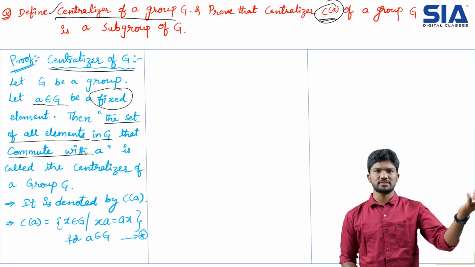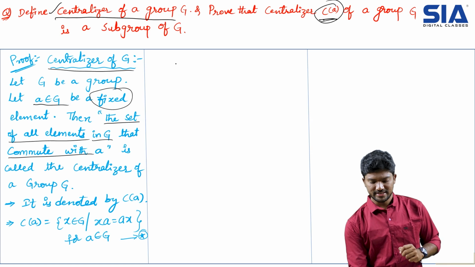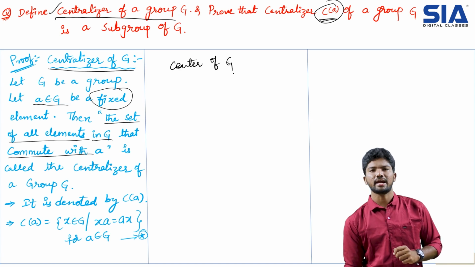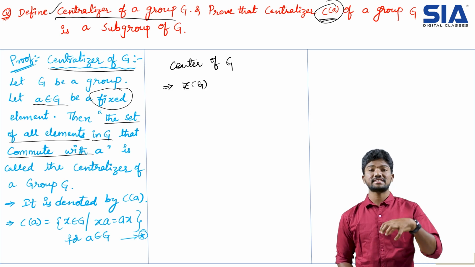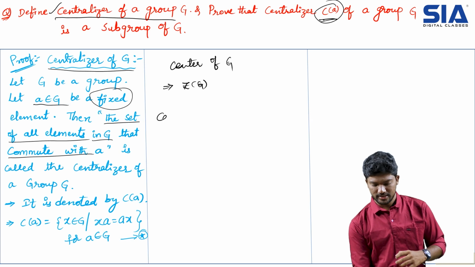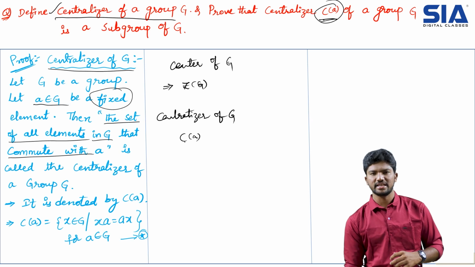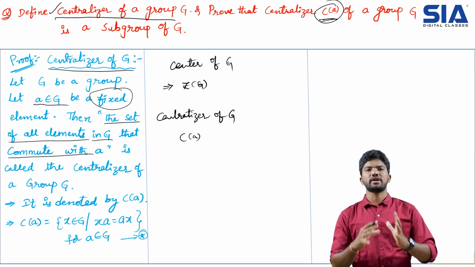Okay, in the previous lecture we discussed the center of capital G. The mathematical notation is Z of G. In this lecture we are studying the centralizer of capital G. The mathematical notation is C of A. What is the difference between these two definitions?